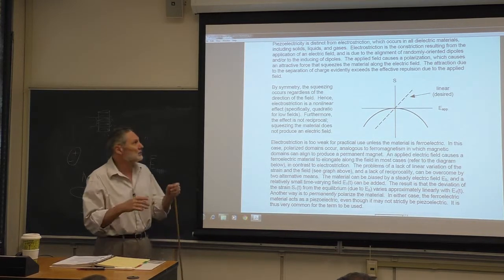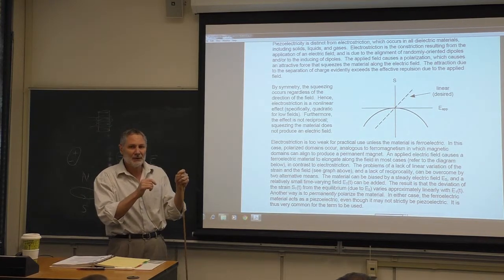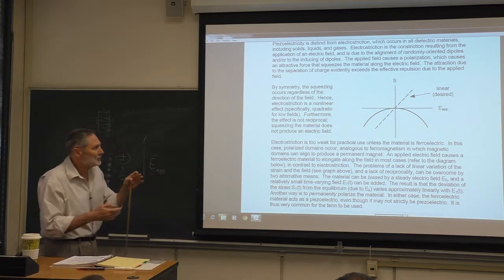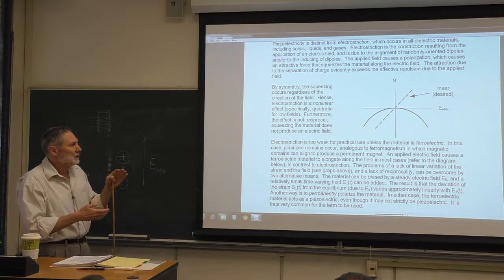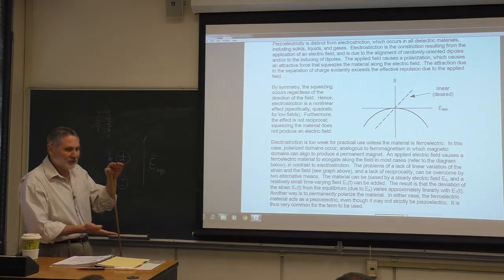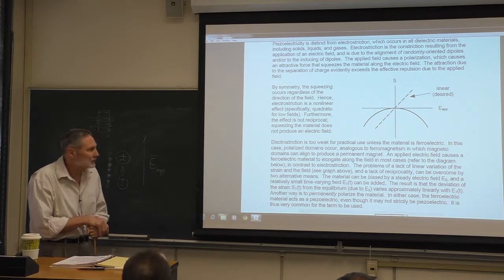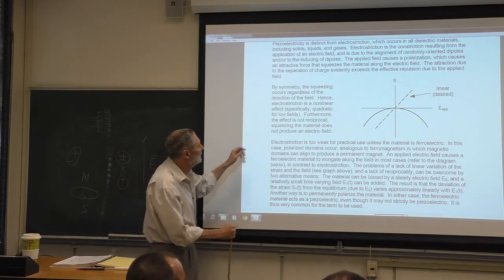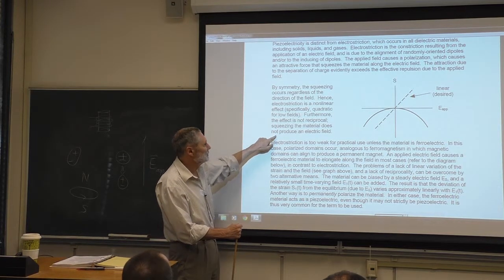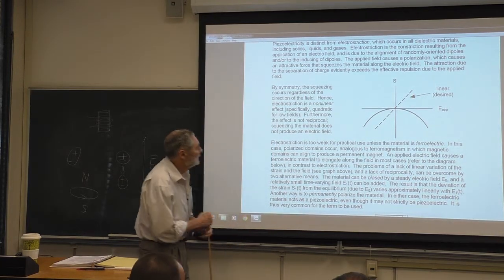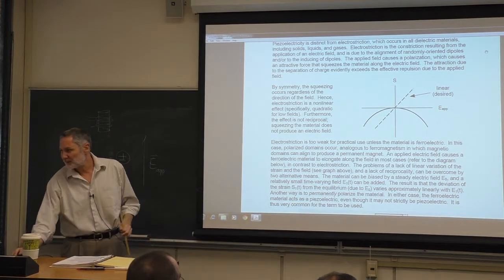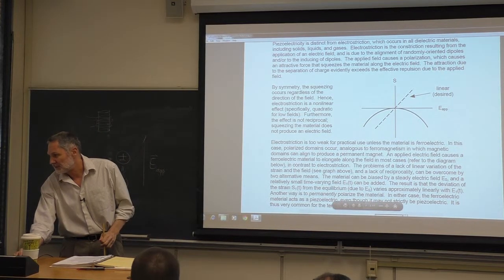Which kind of makes sense. You have these randomly oriented dipole moments. If you compress them, you don't get any mechanical, you don't get any electrical action. Squeezing them does not produce an electric field. So there's all kinds of reasons why electrostriction is not good for transduction.